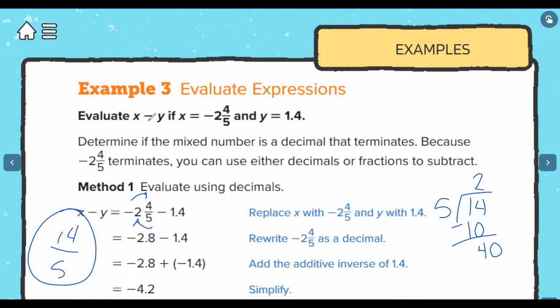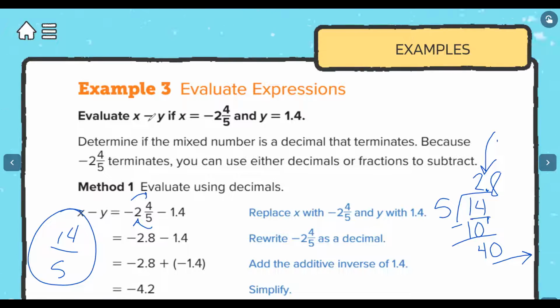We add a 0. How many times can the 5 go into the 40? 8 times, okay? Why did I put a decimal point in there? Because my number has ended. So every 0 extra that I added is a zero that I don't have, right? So that's why I need a decimal point right there. So it's 2.8. Since my fraction is negative, my decimal would also be negative, okay?